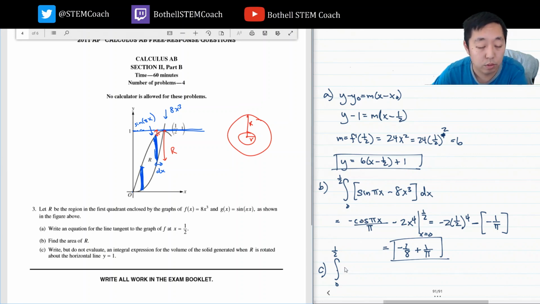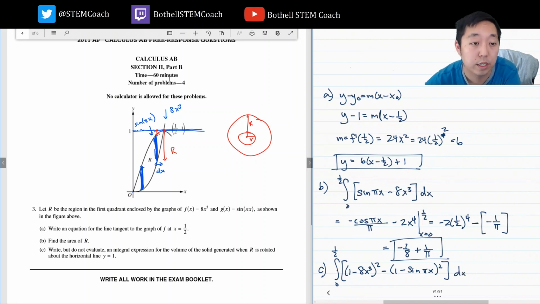Okay, so I want to do big R squared, and that's the distance from 1 to this function. So that's 1 minus 8x cubed. I'm going to square that. Now I'm going to subtract the area of the little disk with the little radius, and that's 1 minus sine of pi x, quantity squared, times dx. And so that would be the integral setup.